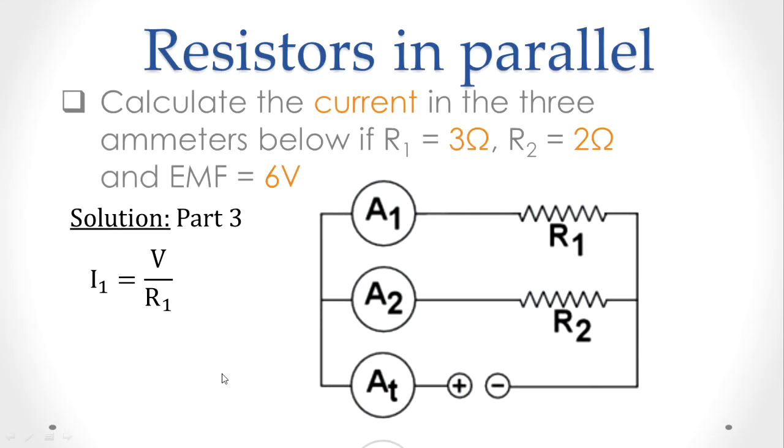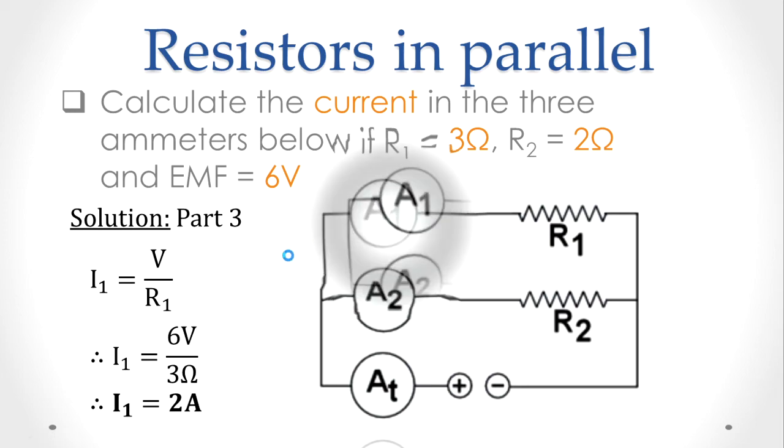So looking at the next part here, we want to calculate the current going through that ammeter A1. So that is, remember, 6 volts. Both experience the same potential difference, because potential difference is not divided in a parallel connection, and the resistor has 3 ohms of resistance, so you get 2 amps going through that ammeter over there.